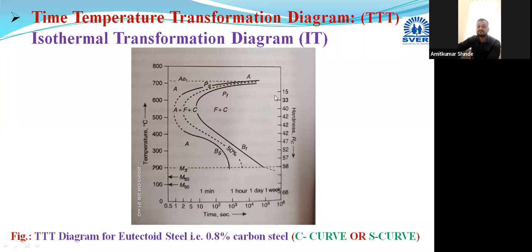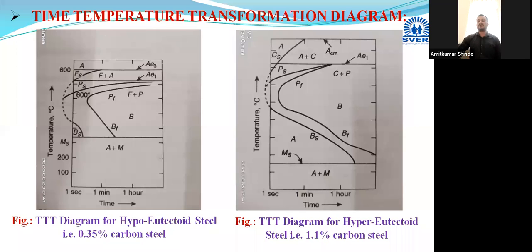Then we discussed how this TTT diagram is plotted, how that experiment is conducted, and how this curve is actually plotted. After this, we discussed the TTT diagram for eutectoid steel, hypoeutectoid steel and hypereutectoid steel, along with the effect of lesser or higher carbon percentage on the different regions, that is the pearlite transformation, bainite transformation or martensite transformation start and finish temperatures or regions.